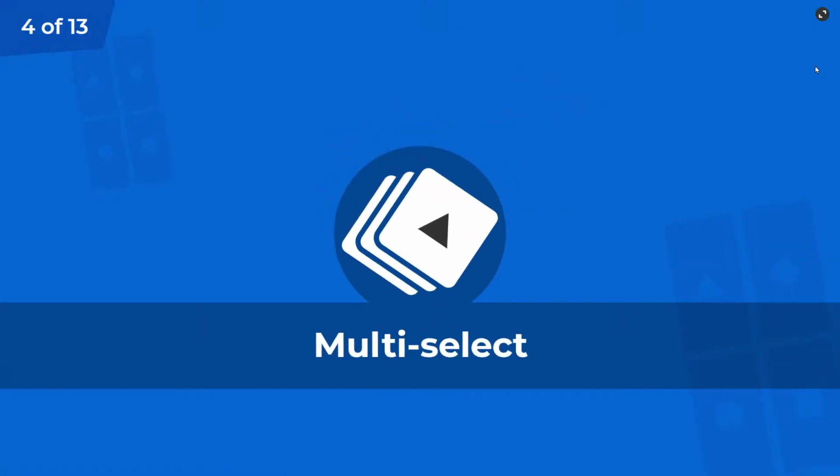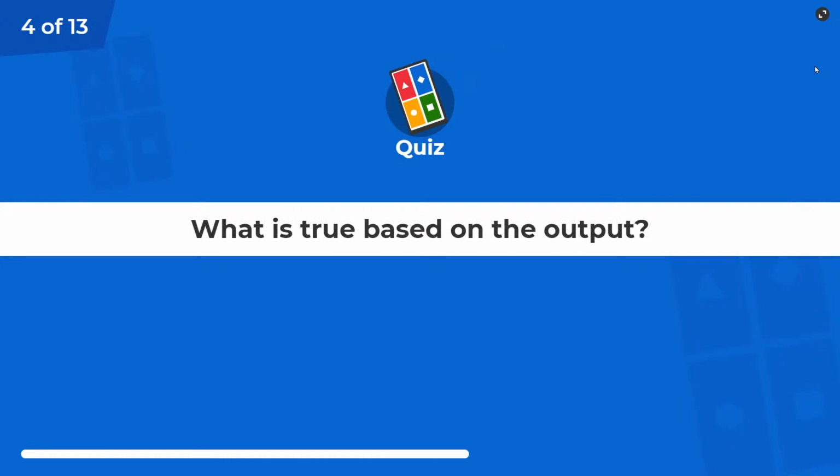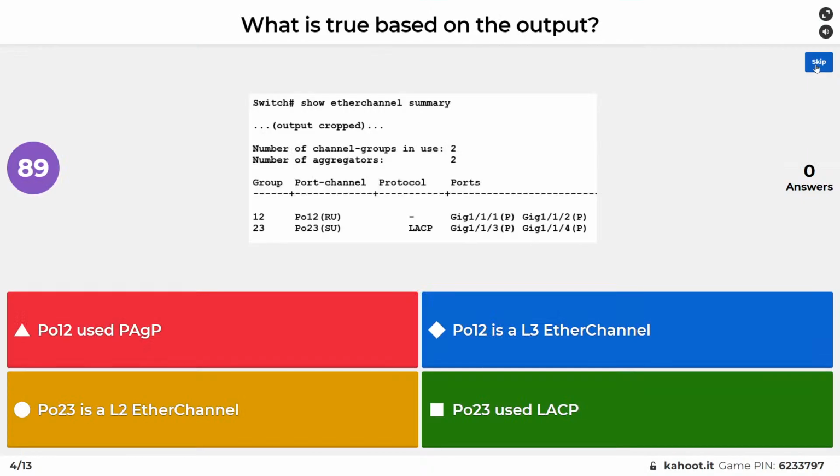Question number 4 of 13. Multiple select, at least 2 correct answers, maybe more. What is true based on this output?